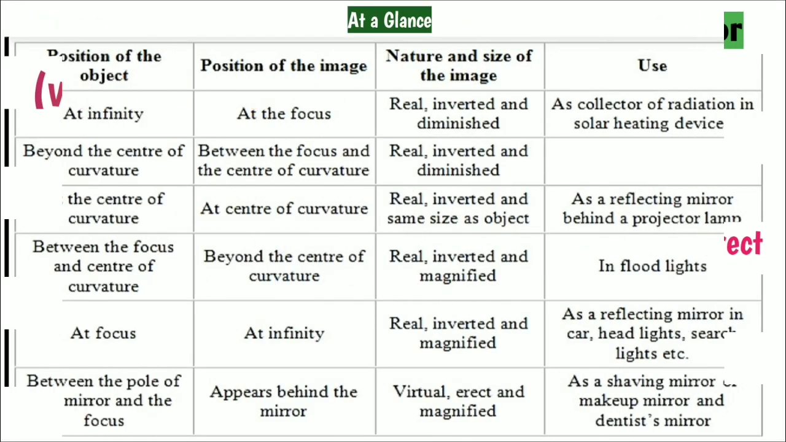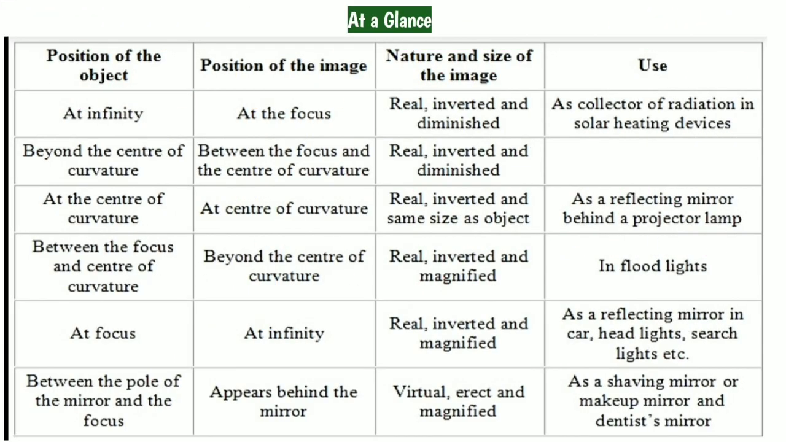Clear? So here the table is given, and in this table you can see all the positions of the objects, the corresponding nature and size of the image, and the uses of this particular position of the objects. So you can read it here at a glance.